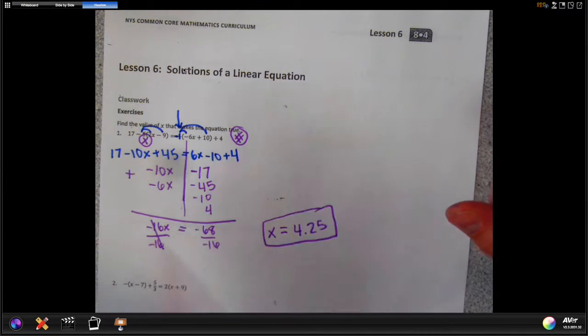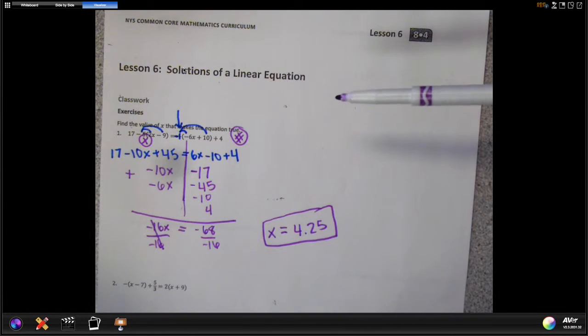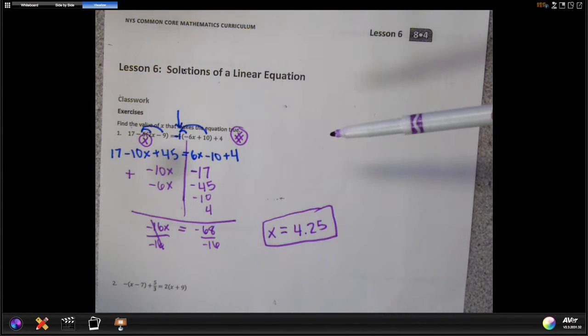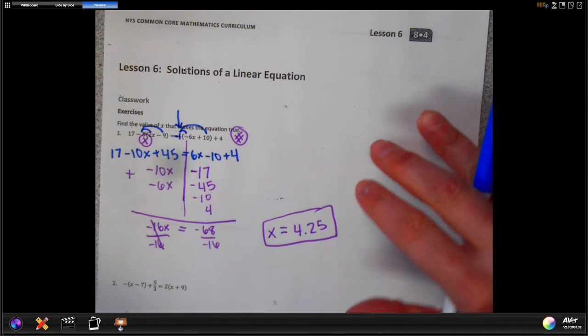And again, there are teachers that are not going to want you to use this chart method, but if you are in my class, I encourage you to use it until you feel comfortable with the operations, and beyond that, actually. So we're going to do another one here.